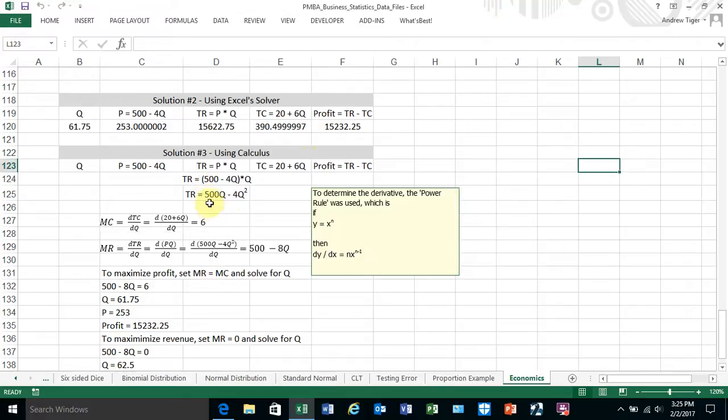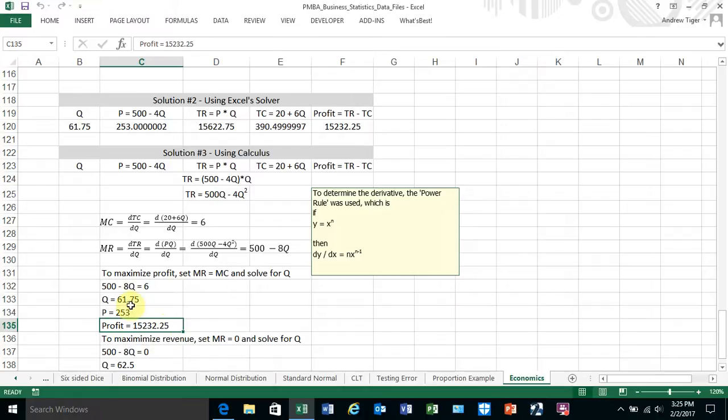The second one, if this is my total revenue equation, again, remember what that is. It's the price times quantity. Price times quantity is a function of Q. It's going to be 500Q minus 4Q squared. Take the derivative of that using the power rule. It's going to be 500 minus 8, 2 times 4, times Q to 2 minus 1, so just a Q, so 8Q. So I've got my marginal cost equals 6, my marginal revenue equal to 500 minus 8Q. You set those equal to each other, and you can solve for Q equals 61.75 to maximize profit.